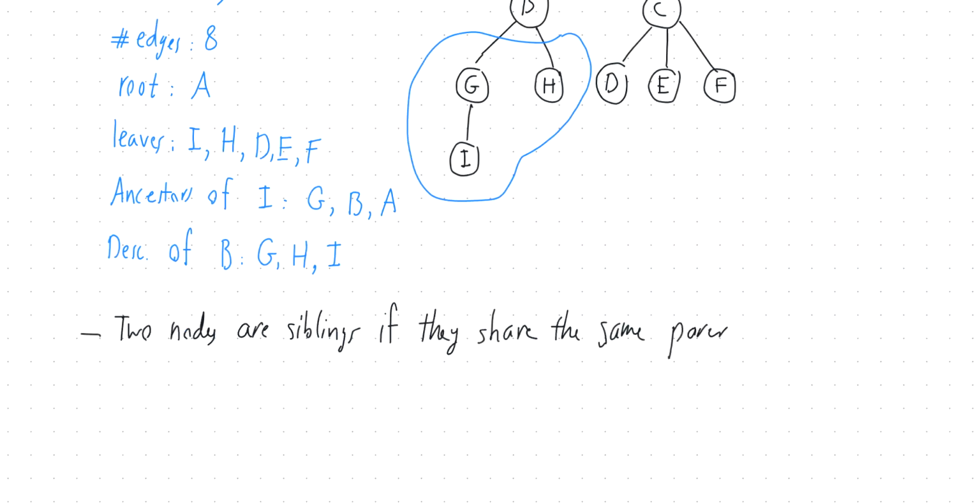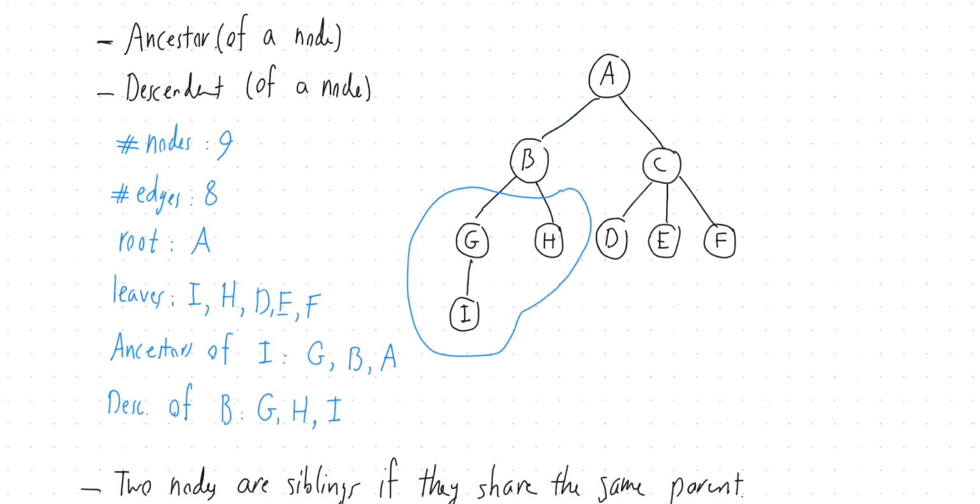Okay. And going back to this example here, for example, we can say that D, E, and F are siblings because C is the parent to all three of them. So D, E, and F are siblings. Similarly, G and H are siblings because B is their parent, and B and C are siblings because they share the same parent, which is called A.